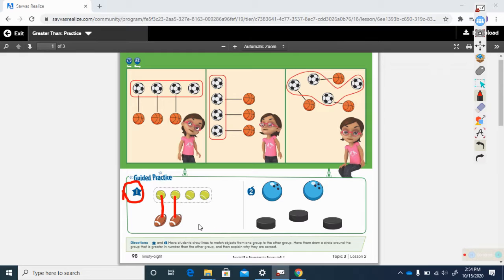Now look, we're out of footballs, but we still have tennis balls. That means we have more tennis balls than footballs. The number of tennis balls is greater than the number of footballs. So we are going to draw a circle around the tennis balls because that has the bigger number. It is the greater group.